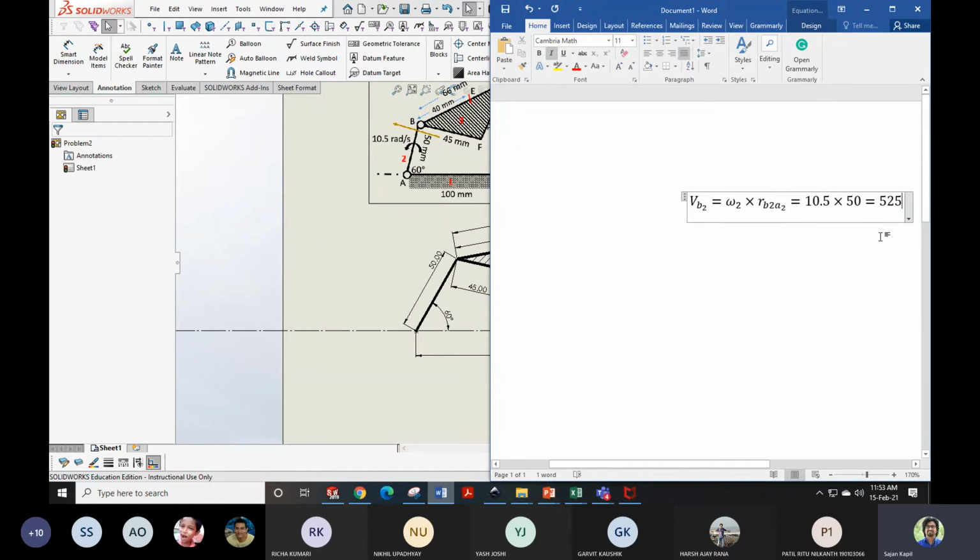Yeah, of course. So now, what scale should I use? Maybe I'll use 1/10. So I'm assuming this. Is it okay? 52.5. Is it okay? Yes, sir. We will take to the millimeter side. Yeah. So this much millimeter.